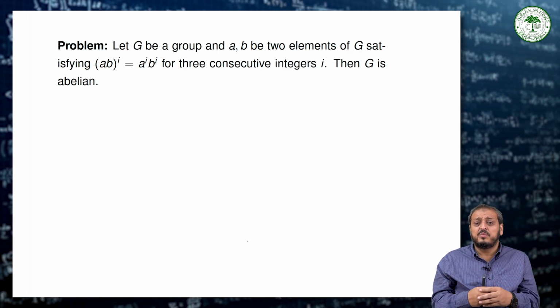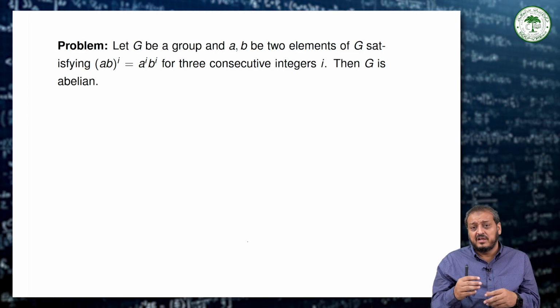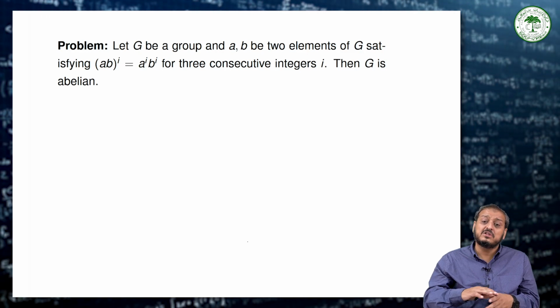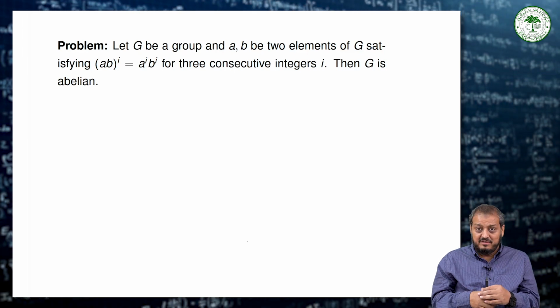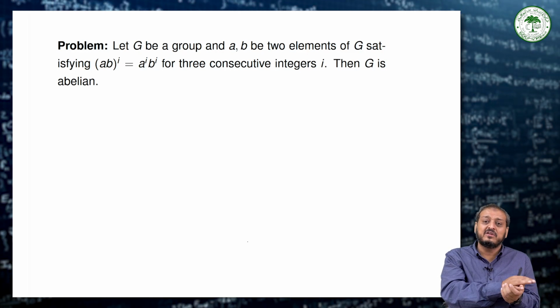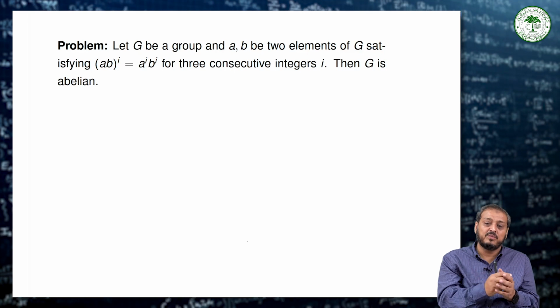If G is a group and a, b are two elements of G satisfying the condition (ab)^i = a^i b^i for 3 consecutive integers i, then G is abelian. Now we have to go in the reverse way. First, if G is abelian, then (ab)^n = a^n b^n.